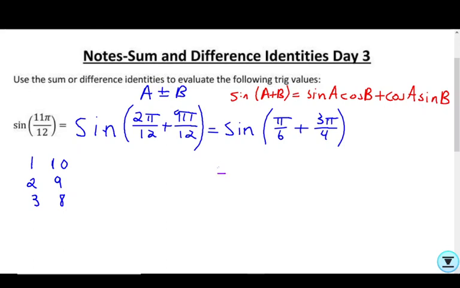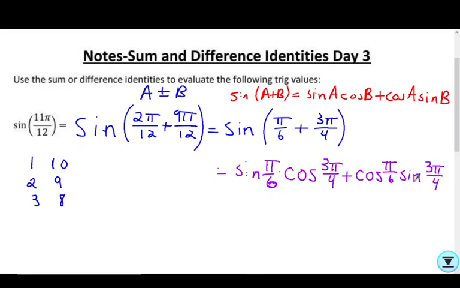So that means this is equal to sine of pi over 6 cosine of 3 pi over 4 plus cosine of pi over 6 sine of 3 pi over 4. Looks like my pen's running out of ink. Okay, and now it's just using the unit circle.